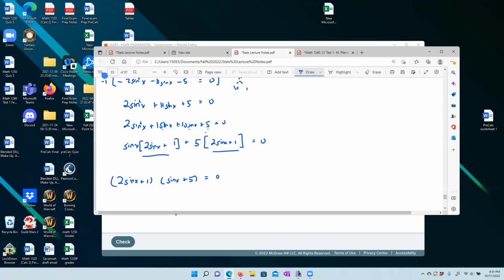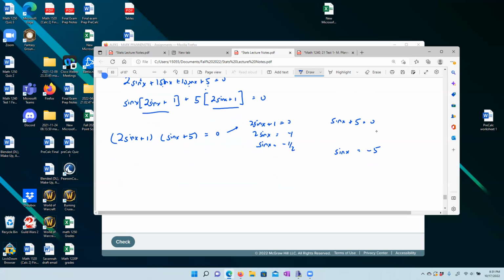So we can break this into two pieces. 2 sine x plus 1 equals 0, so we have 2 sine x equals negative 1, sine x equals negative 1/2. On the other side, we've got sine x plus 5 equals 0. We're going to have sine x equals -5. Those are our two possible solutions.